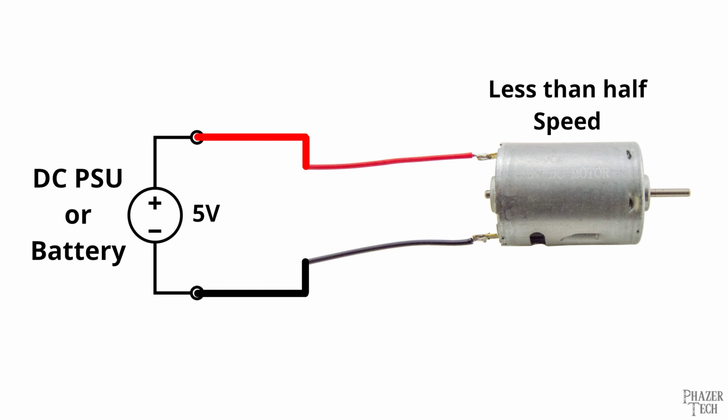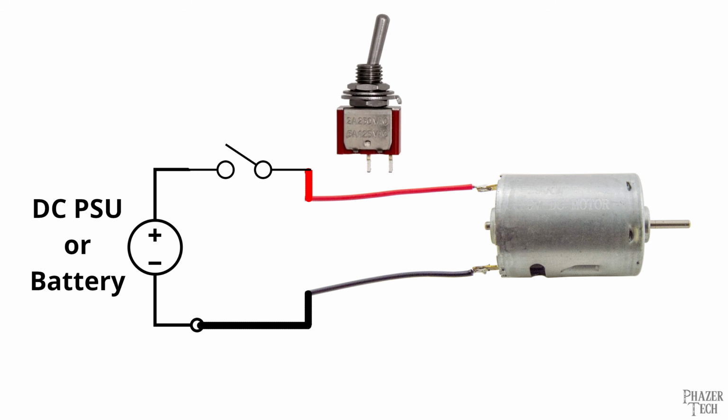Now, if you wanted to be able to turn the motor on or off with a physical switch, you could put a physical switch in series with one of the leads like you see here.